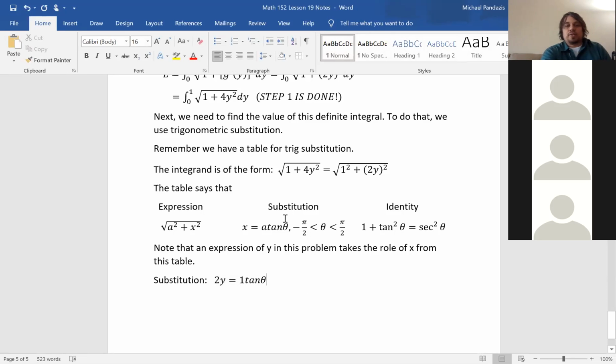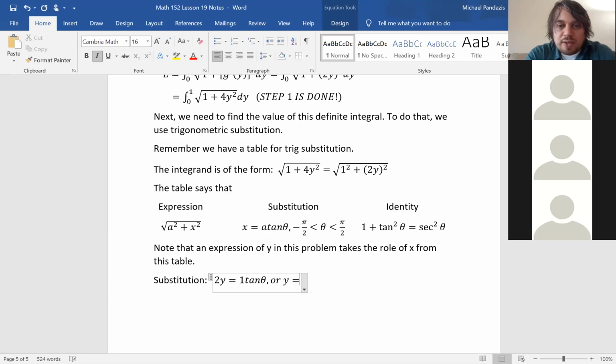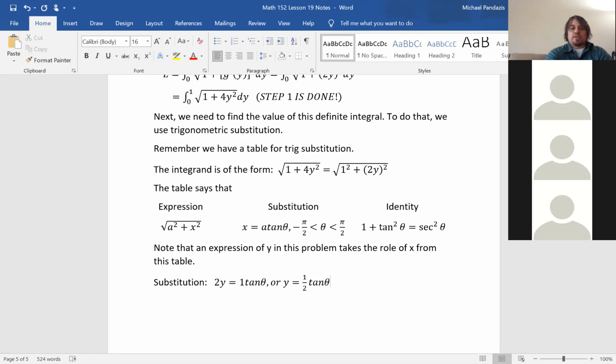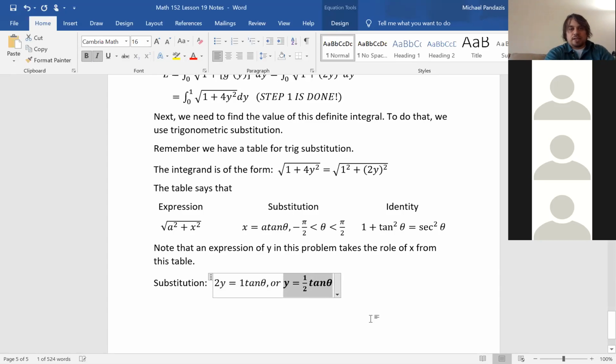Okay, so 2y is like the x. 2y is the thing being squared, and it's equal to 1 because a is 1. A is the 1 squared. Instead of x, it's 2y. So 2y equals 1 tan theta is the substitution, or y equals 1/2 tan theta. Okay, so the substitution is y equals 1/2 tan theta.